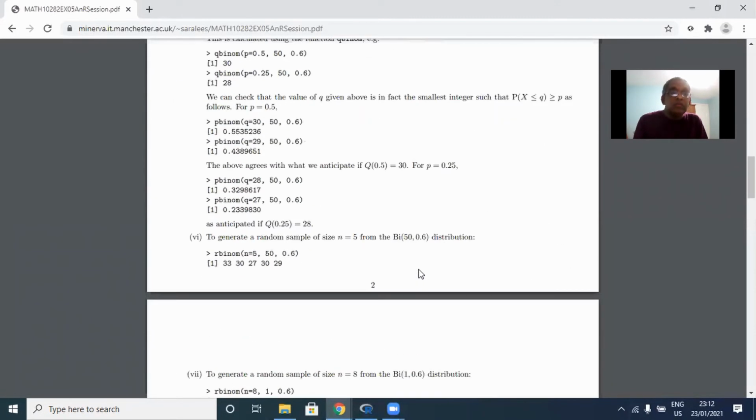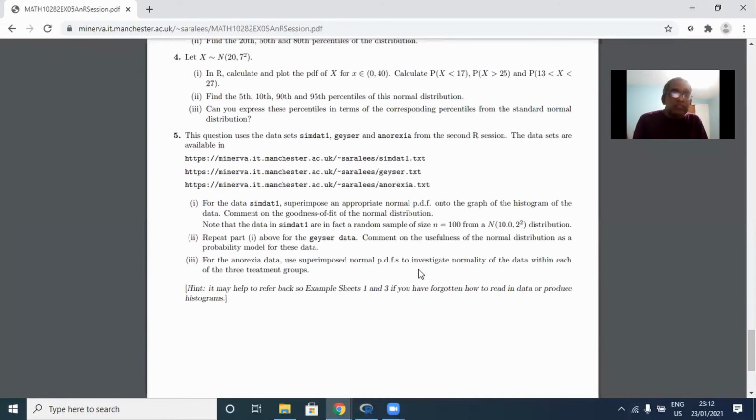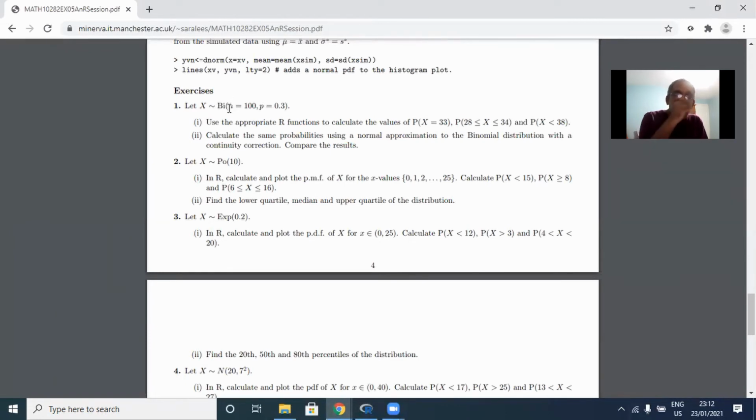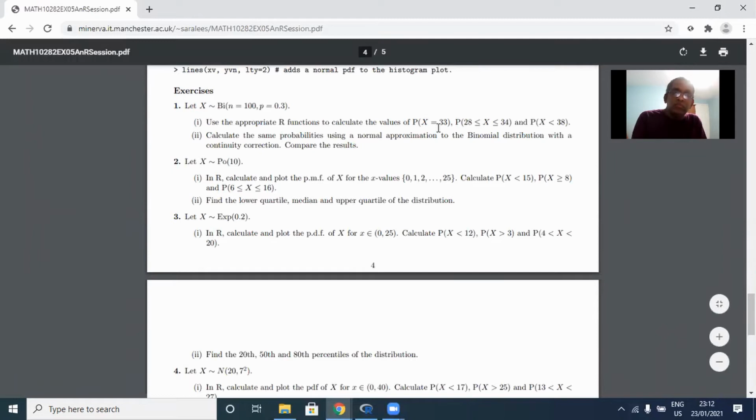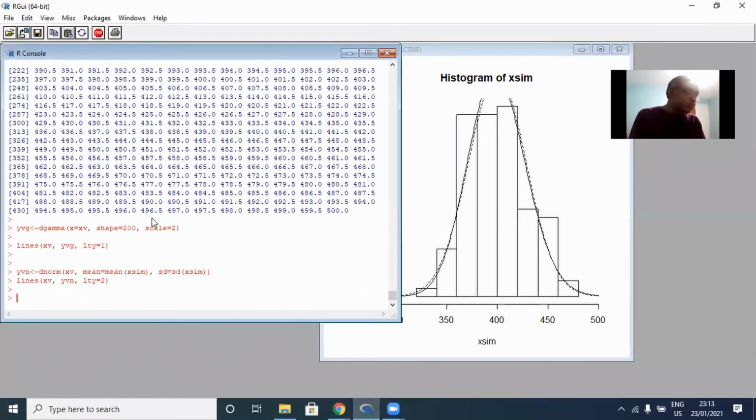Now I'm going to go through the 5 exercises. In the first exercise, you have x, which has a binomial distribution with parameters 100 and 0.3, and the question is to find the probability x equal to 33, the probability that x is between 28 and 34, and the probability that x is less than 38. Let's see how we can do that. So this is exercise 1.